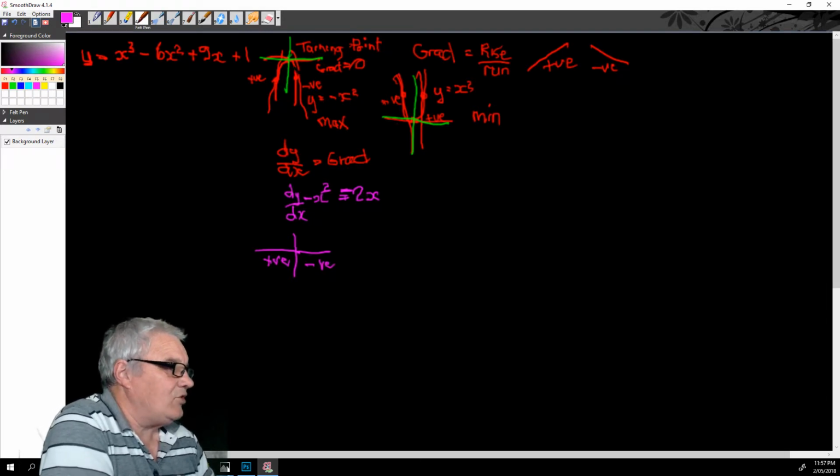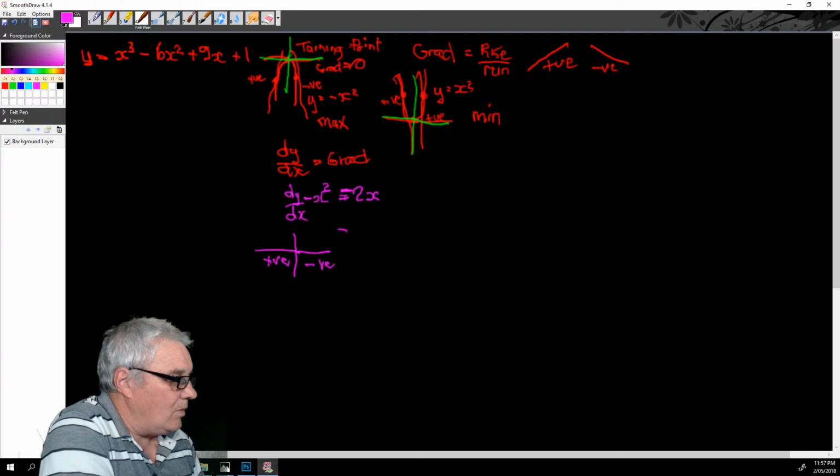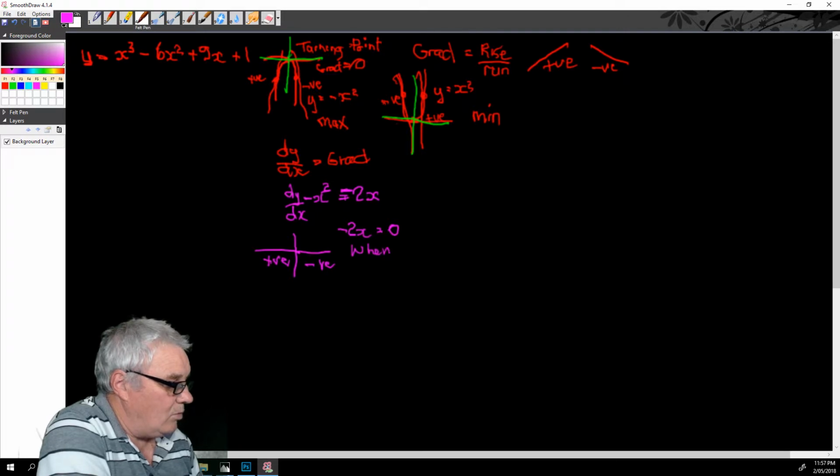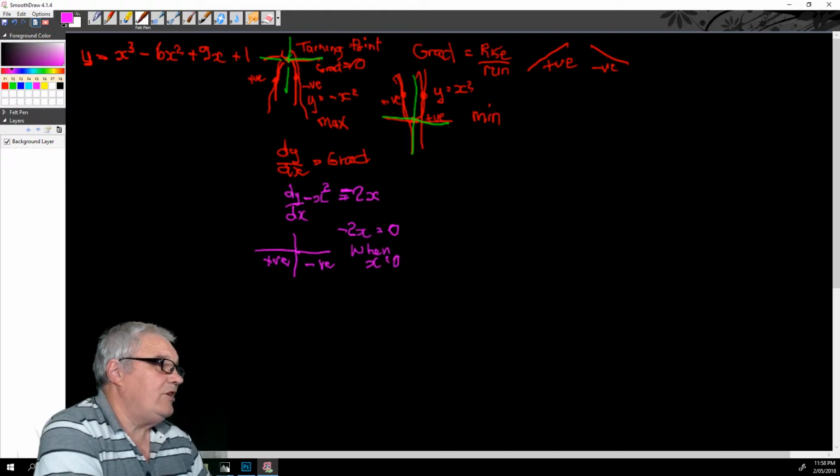And obviously the turning point is when this equals 0, so negative 2x would equal 0 when x equals 0, which is what we're seeing there.